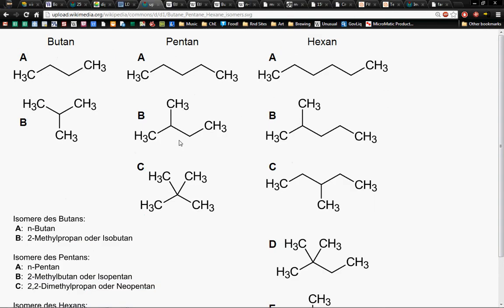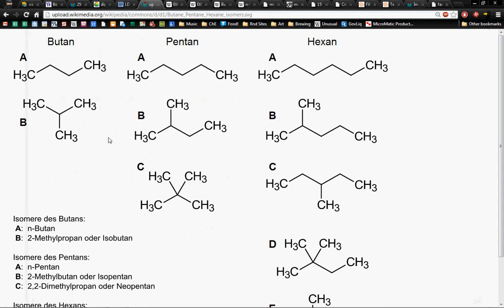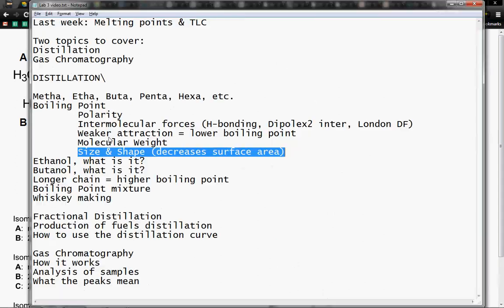Okay, so the larger the molecular weight, the less likely it is to boil easily, so it'll take longer to boil. And finally, there's the size and shape.